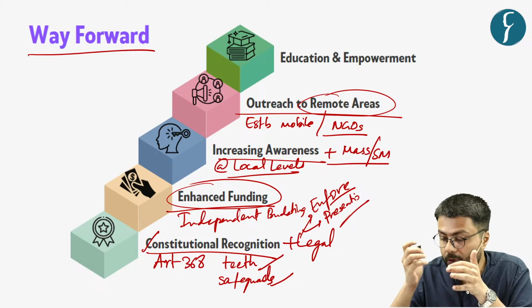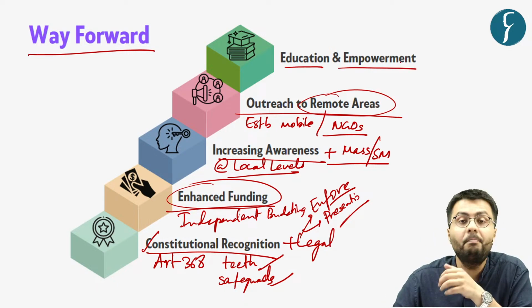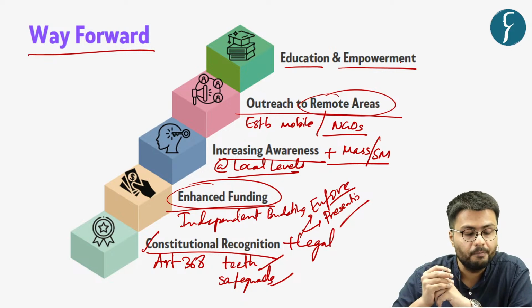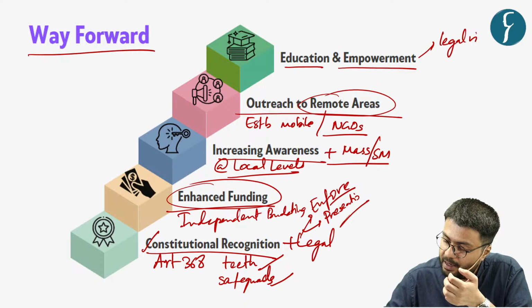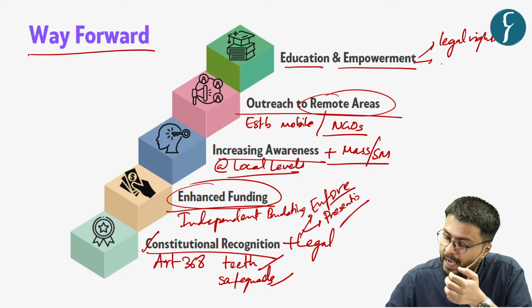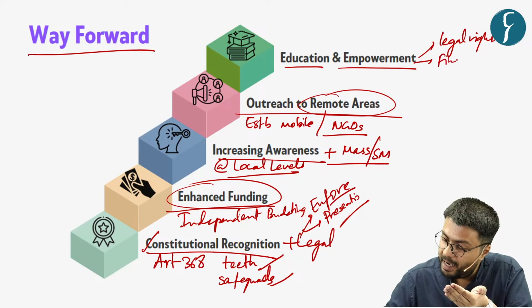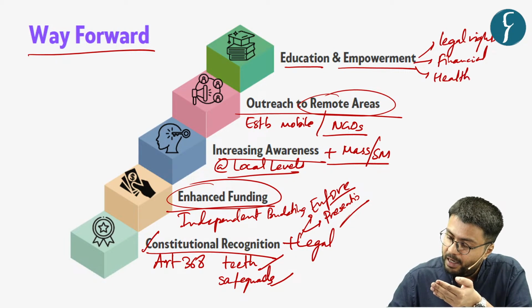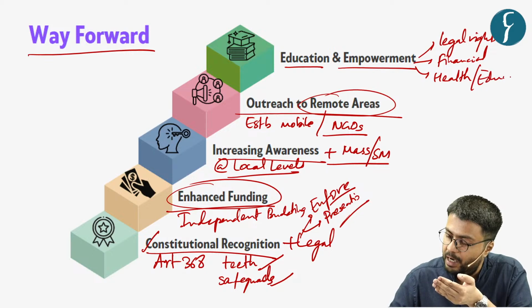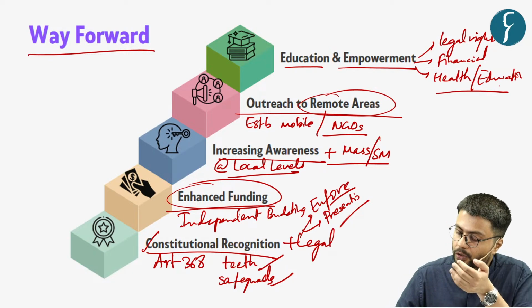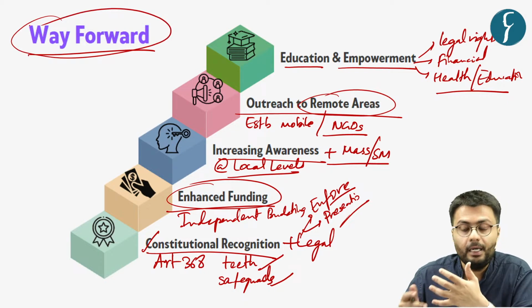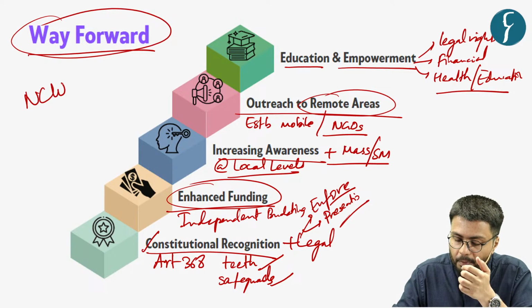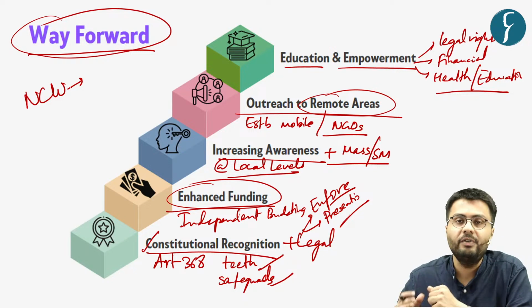Further, there is also a need to enhance the educational and empowerment level of women in general. This can be done by making women understand their legal rights, by making women understand their financial implications, as well as improving the indicators required for health and educational levels. So these are the suggestions that the government needs to implement in order to make the National Commission for Women more effective in general.